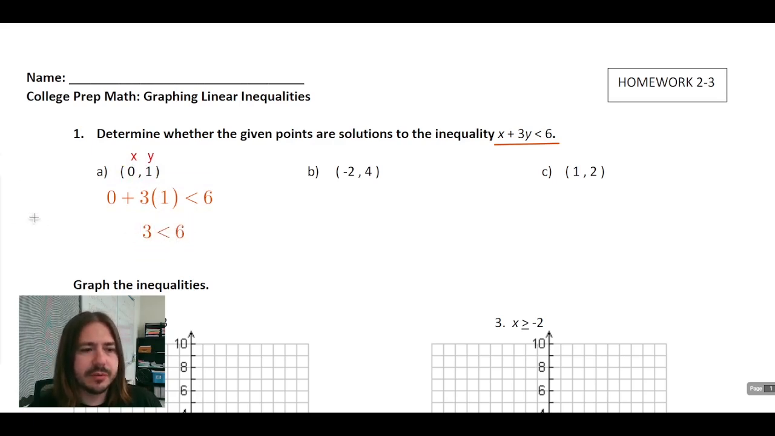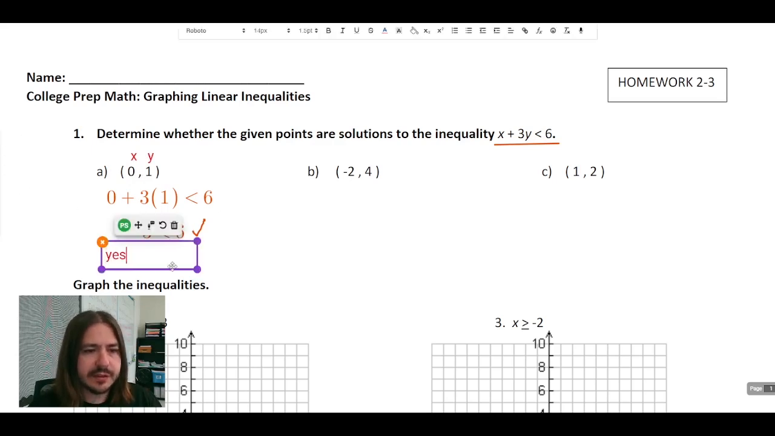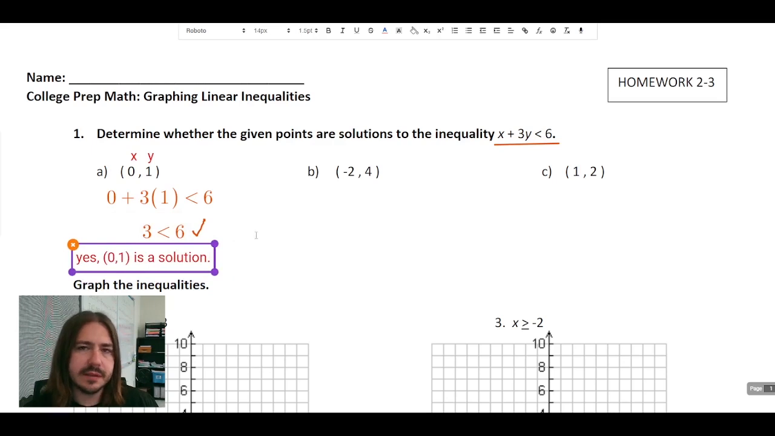That is true. Okay, so since 3 is less than 6, then (0, 1) is a solution to the inequality. I'll say yes, (0, 1) is a solution. A solution just means that it makes the inequality true, and this one does. 3 is less than 6.